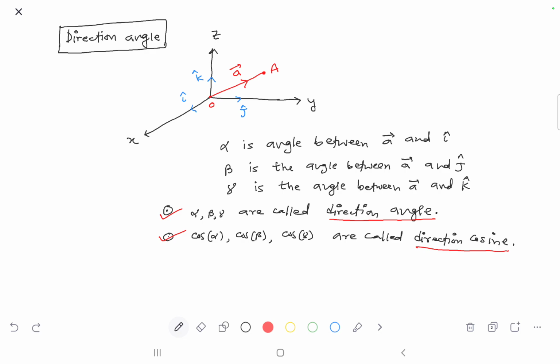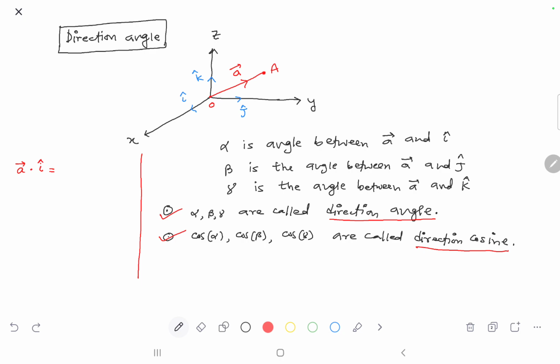This direction cosine has some properties. We'll see those. But before this, let me tell you one observation. Here the calculation part: observe that if you calculate vector A, a given vector, dot i cap, what is this? This is defined as the dot product.